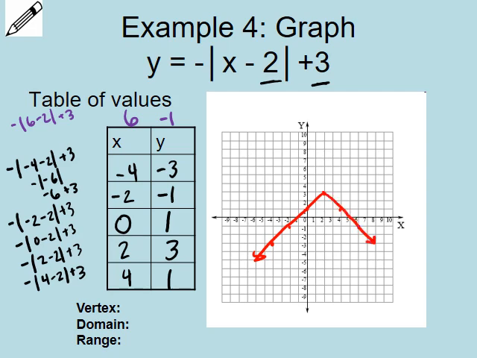I can take care of my vertex, which is my maximum in this case, because it's at the top, and that'd be at 2, 3. Our domain, I go how far left to how far right, forever left, forever right. My range is how low to how high. Here's where things change. I go forever low, and I go up to the y value of 3, and it's included. See, I go up to that y value of 3 there.